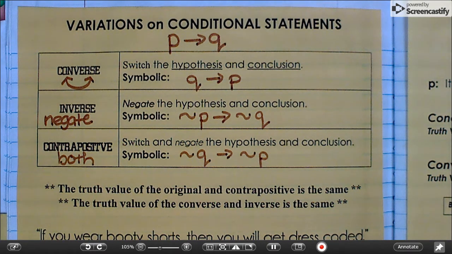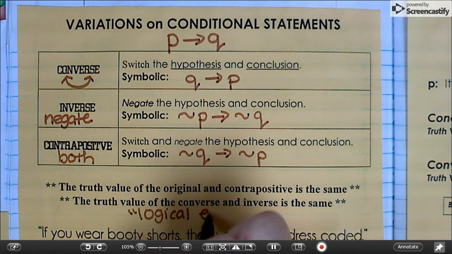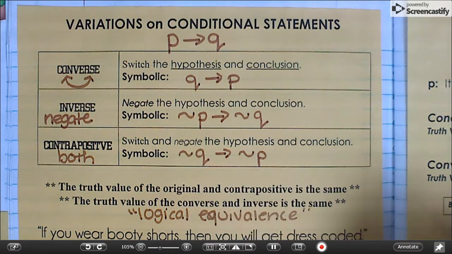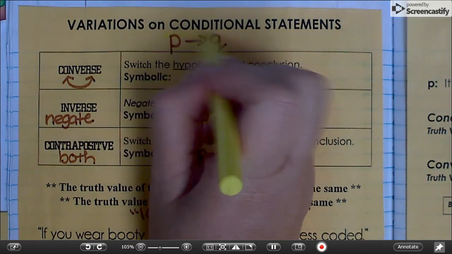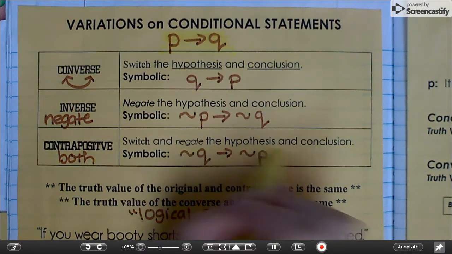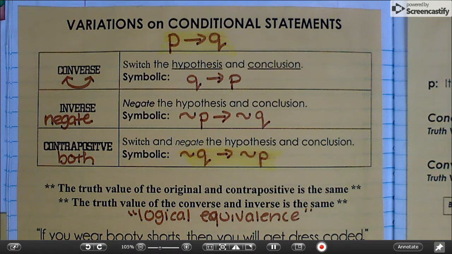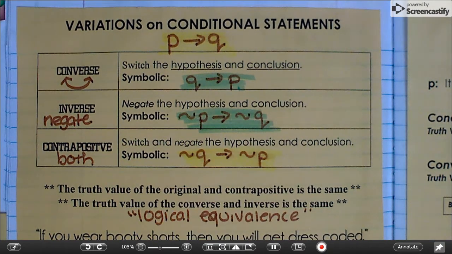That next little section on there is talking about truth value. And basically it's talking about logical equivalence. So some of these have the same truth value. If one is true, the other is always true, and the opposite. It's the original statement and the contrapositive. Those always have the same truth value. And the converse and the inverse always have the same truth value.